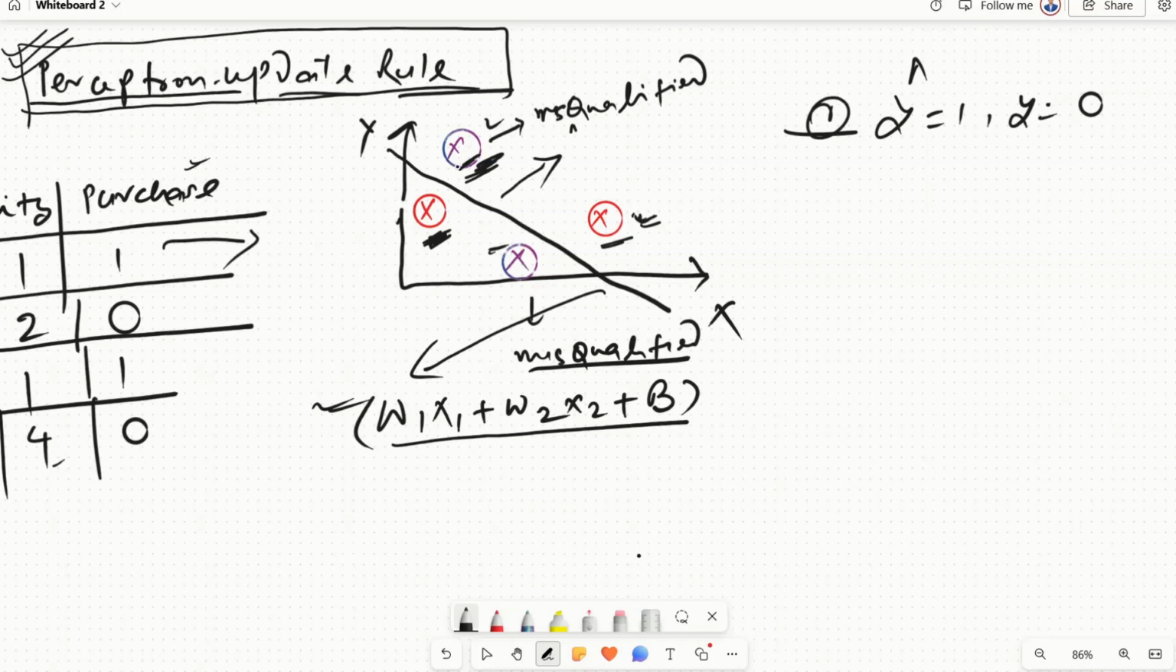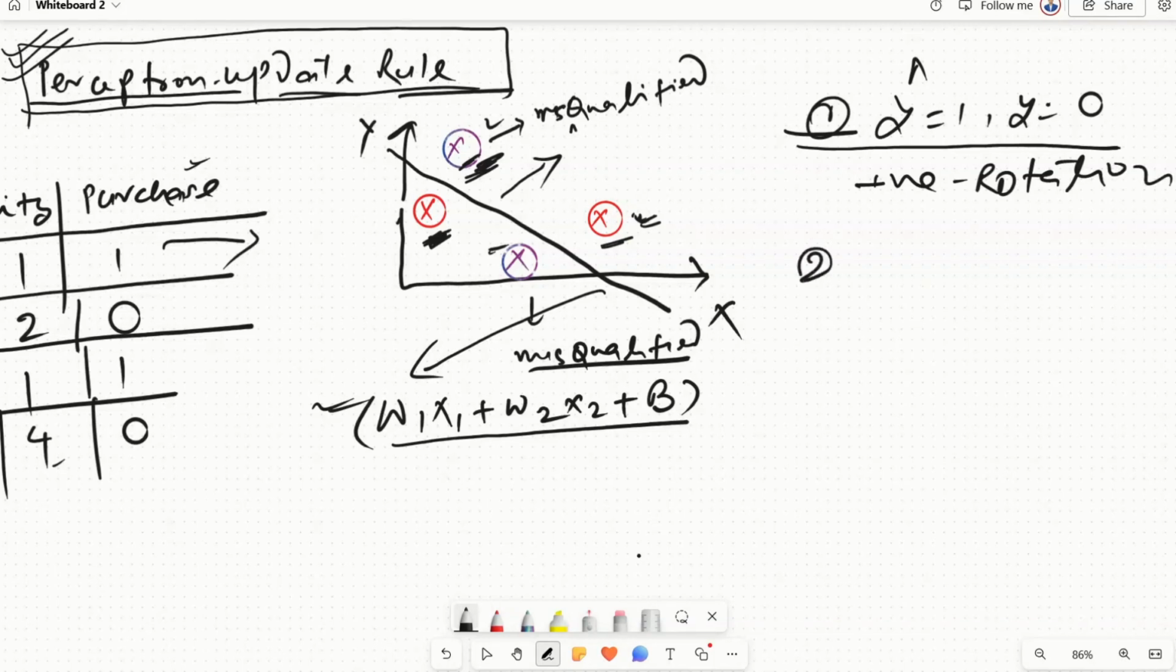But actually, for this, purchase has not happened. So for this point, this is the case. Okay, so in this case, what happened? Rotation will happen in the positive direction, in the upward direction. I can say positive direction rotation. So this line will rotate in the positive direction.